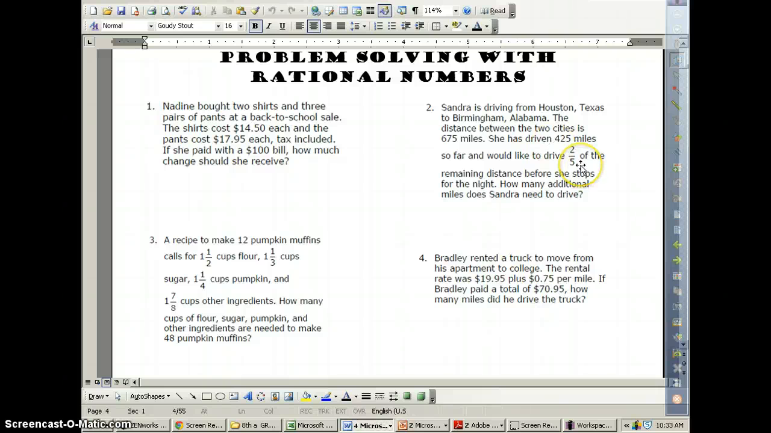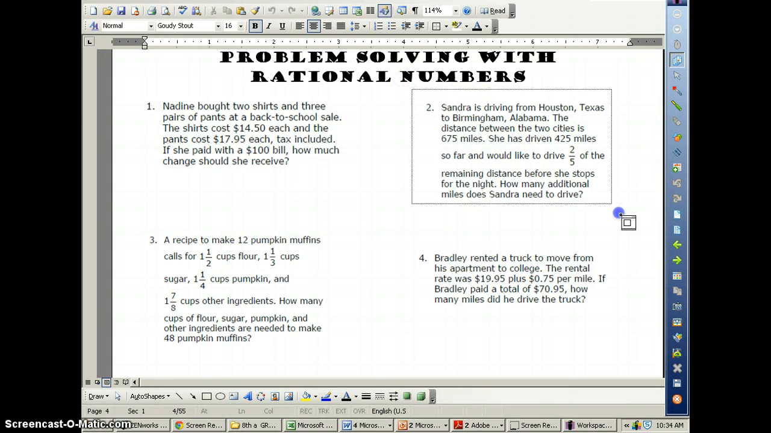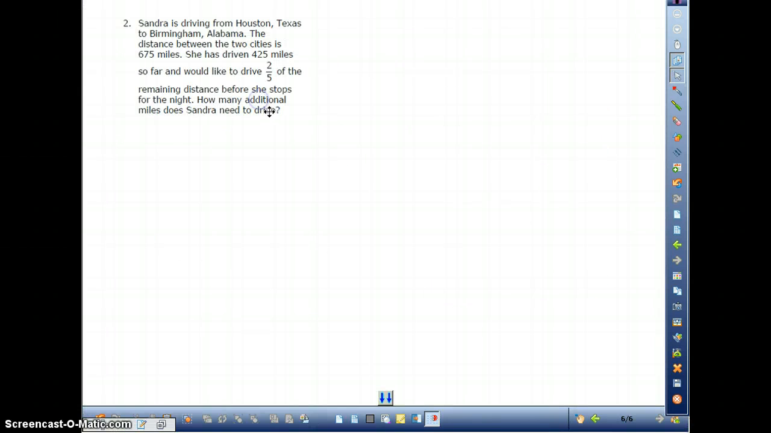You know what? I really meant number 2 at the top. Let me pause this for a minute. Okay, I really meant to do 2 at the top of this page. This is page 4. I really like this question.